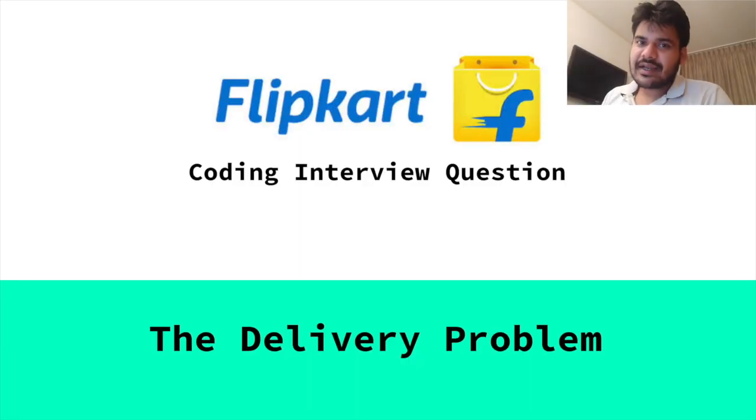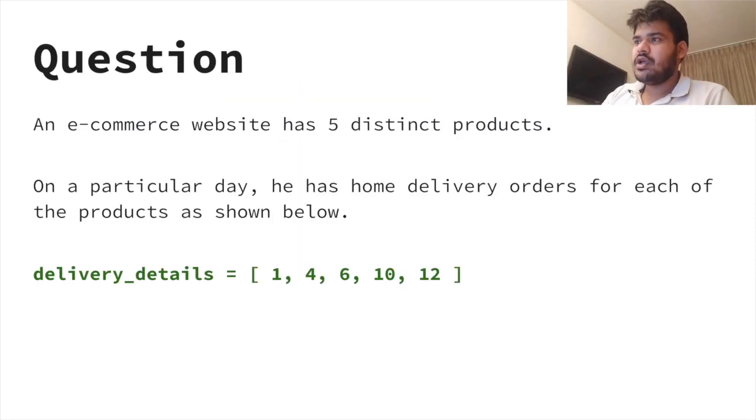So guys, first let's go ahead and discuss the question. So basically there is an e-commerce website which has 5 different distinct types of products, right? And on a particular day, these are the orders that the website gets for home delivery. There is a list, delivery_details, and the numbers in the list basically denote the number of items that are to be home delivered for each of these products. So there are 5 distinct products and there are 5 numbers inside the list. Each of those numbers belongs to one single product.